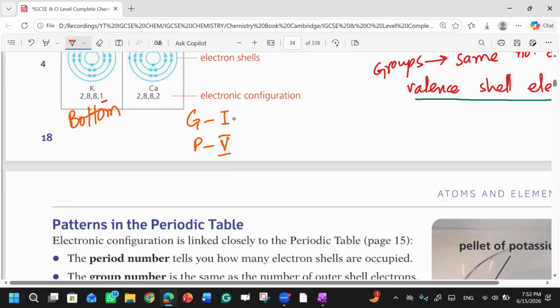Period number 5. What information will we get from this? Group 1 means, what information will all the elements of group 1 have in common? That they have the same one electron in their valence shell. If I talk about period 5, what information do I get? There are 5 shells. Simple. This is what I am telling you: groups tell us about the electrons in the valence shell, while periods tell us about how many shells there are. If there is period number 4, it means there are 4 shells.